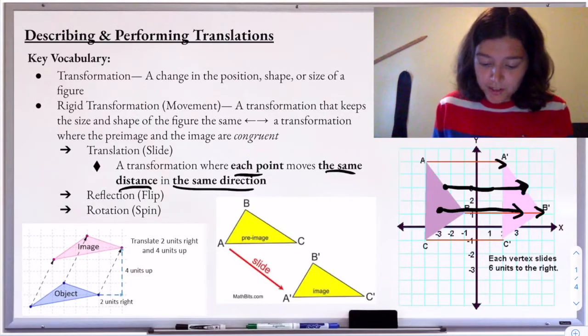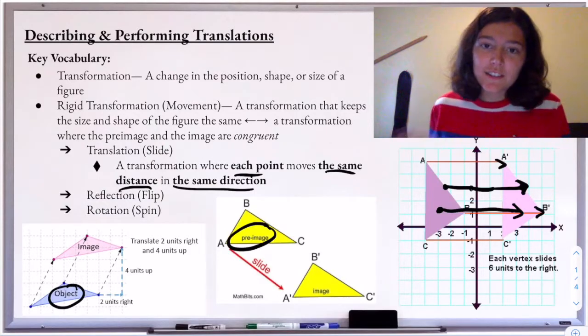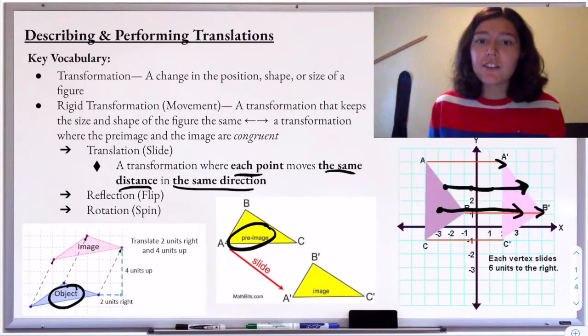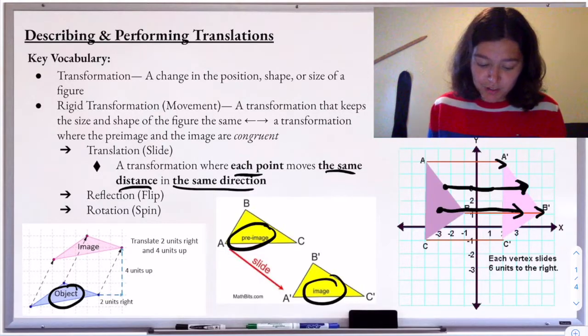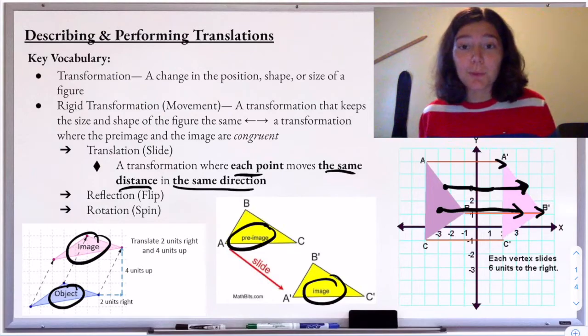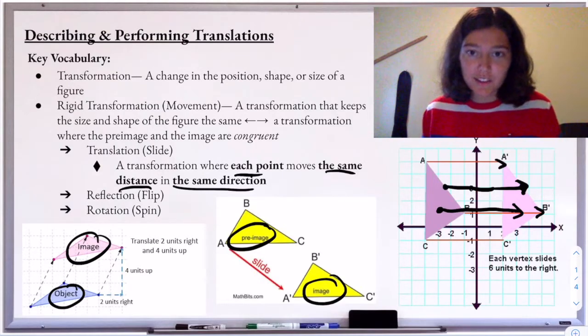We have our pre-image or the object. Those are synonyms of each other. It's the figure we start out with, and then we apply a translation and we get the image. So that's the shape after it's been transformed or translated in this case.